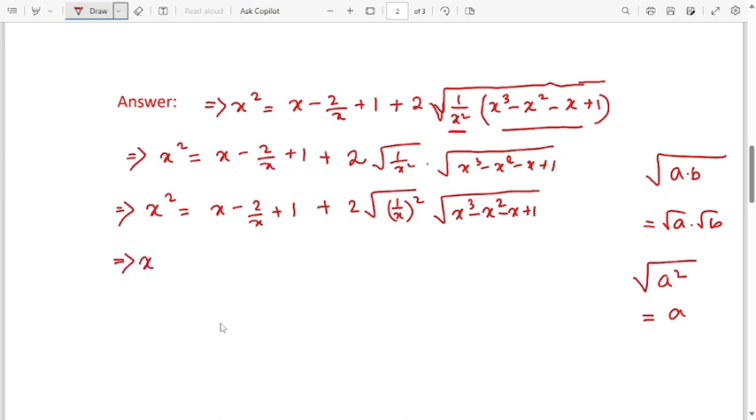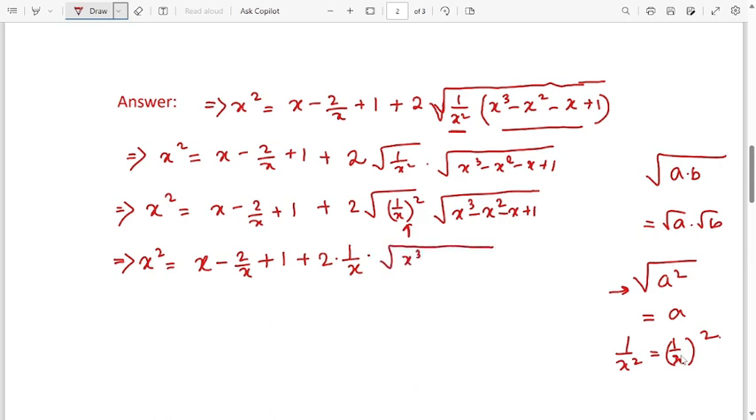So that means x square is equal to x minus 2 by x plus 1 plus 2 times 1 by x. We know now that 1 by x square by the exponent rule is 1 by x whole square. So similarly, we are getting this one, and then we are using this formula. Then times square root of x cube minus x square minus x plus 1.